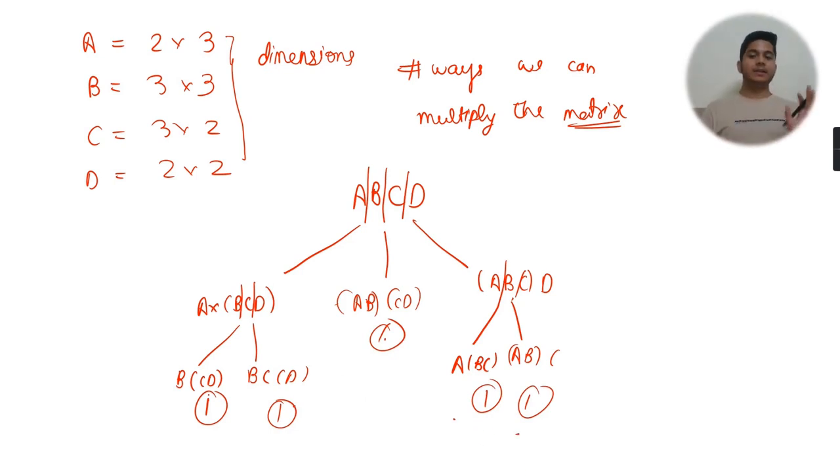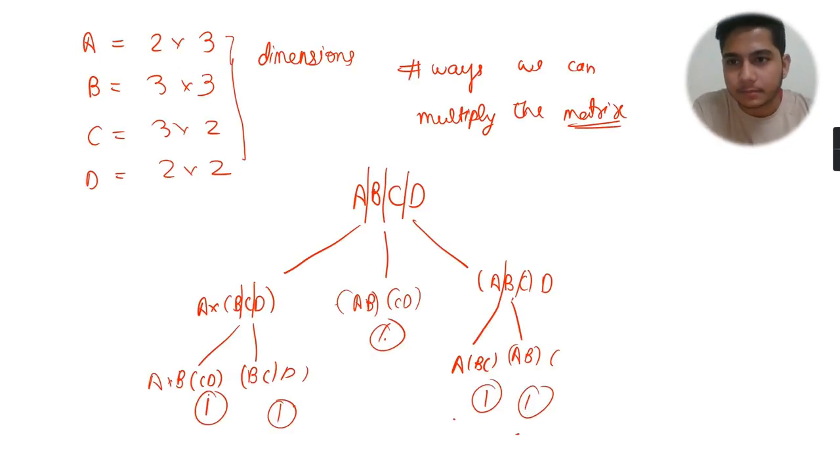It will be possible in 5 ways by which I can do this, because first I will multiply A, then I will multiply B, and then multiply with CD, or A into B into CD, right? BC into D. I'm really sorry for that. So this is how we will be dealing with this.